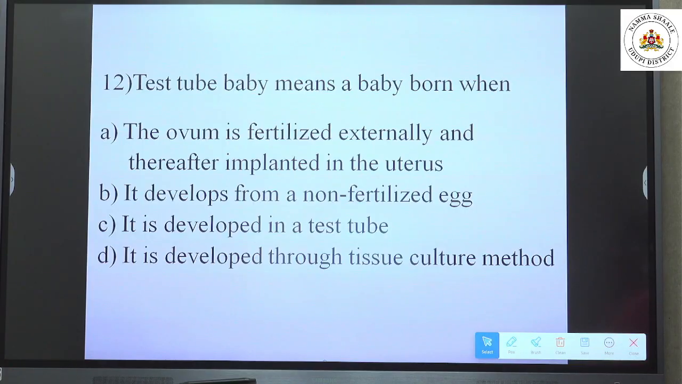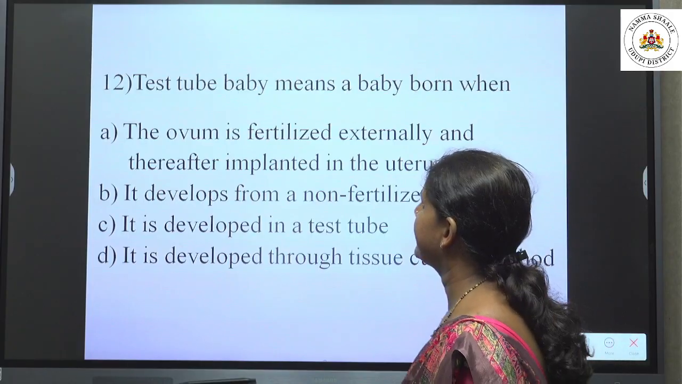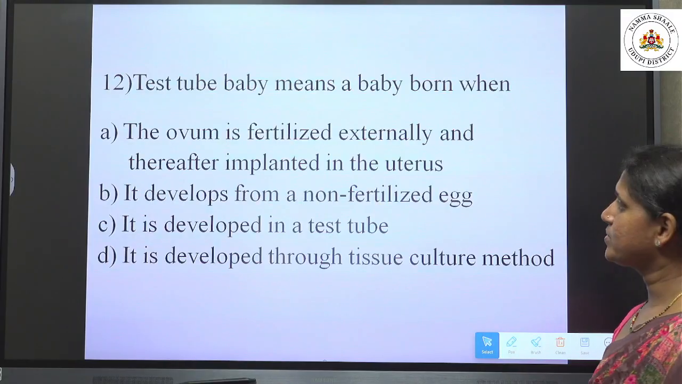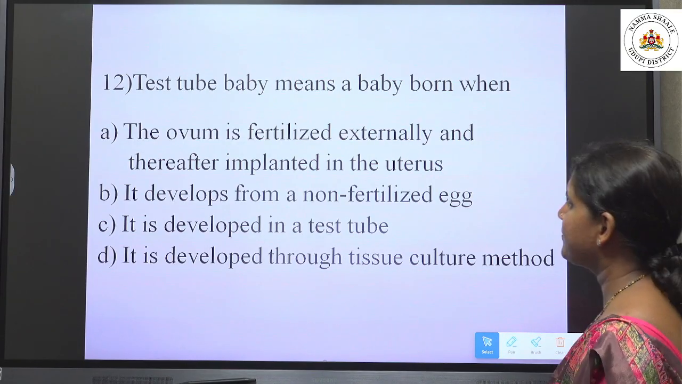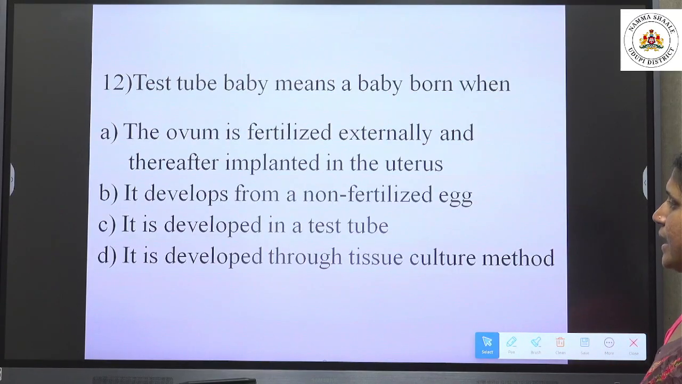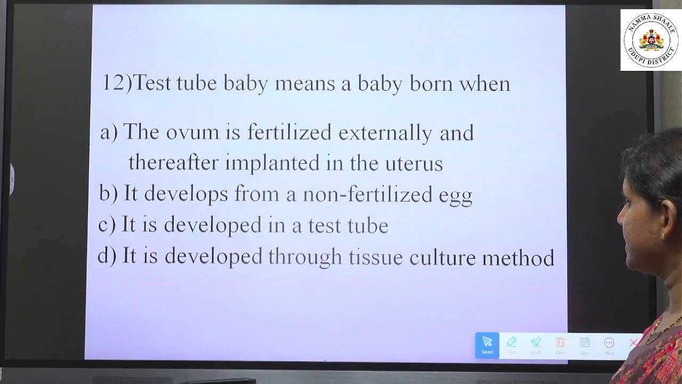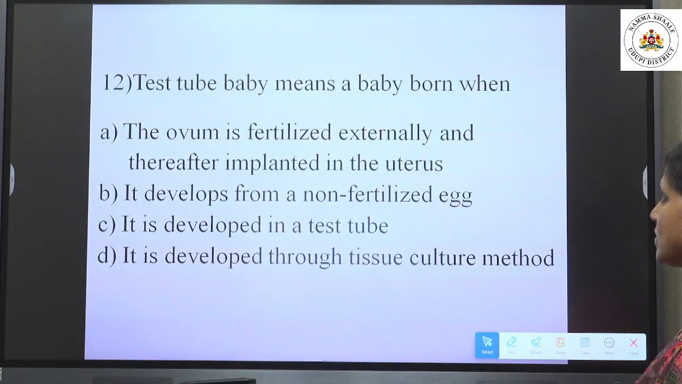Next question. A test tube baby means a baby born when. So test tube baby is one of the assisted reproductive techniques. The given options are: A, the ovum is fertilized externally and thereafter implanted in the uterus. Option B, it develops from the non-fertilized egg. The third option, it is developed in a test tube. And the fourth option, it is developed through tissue culture method.